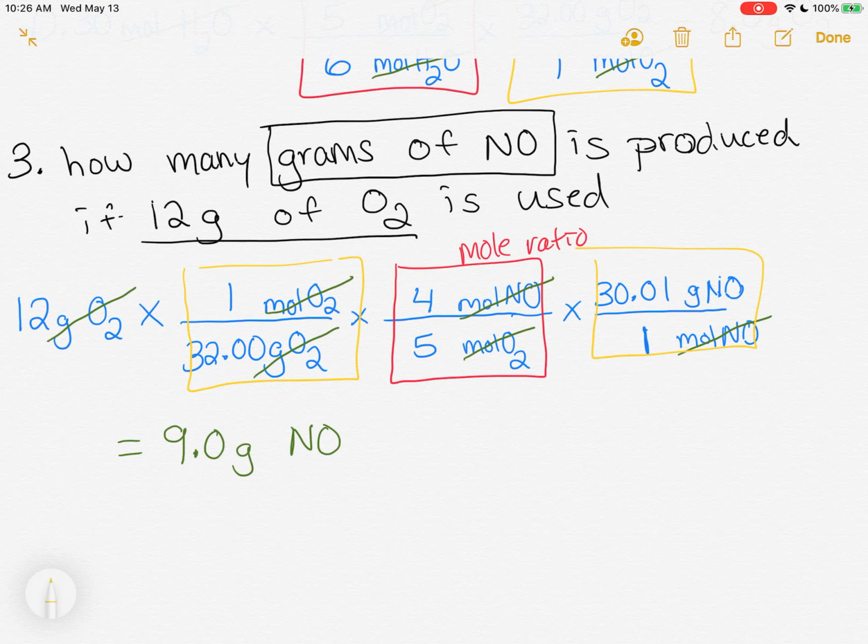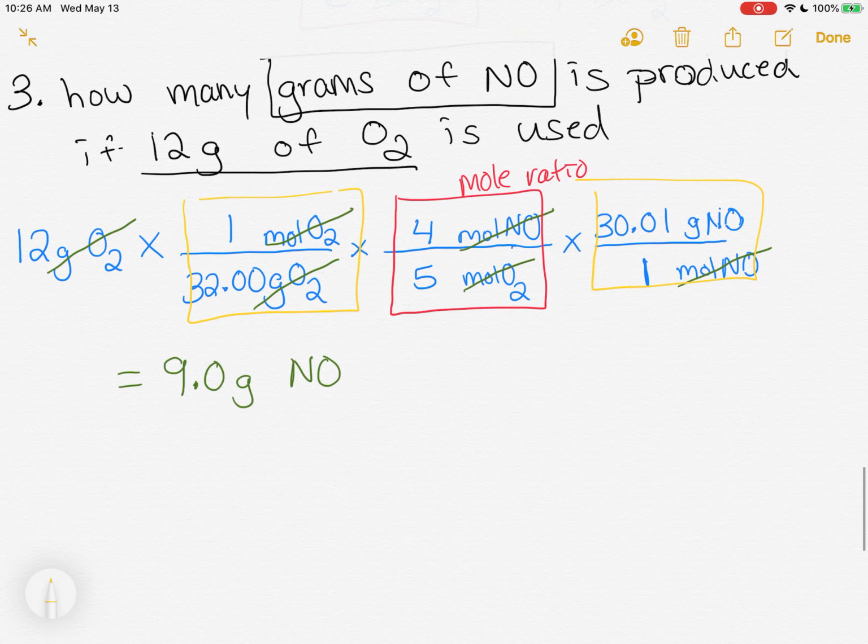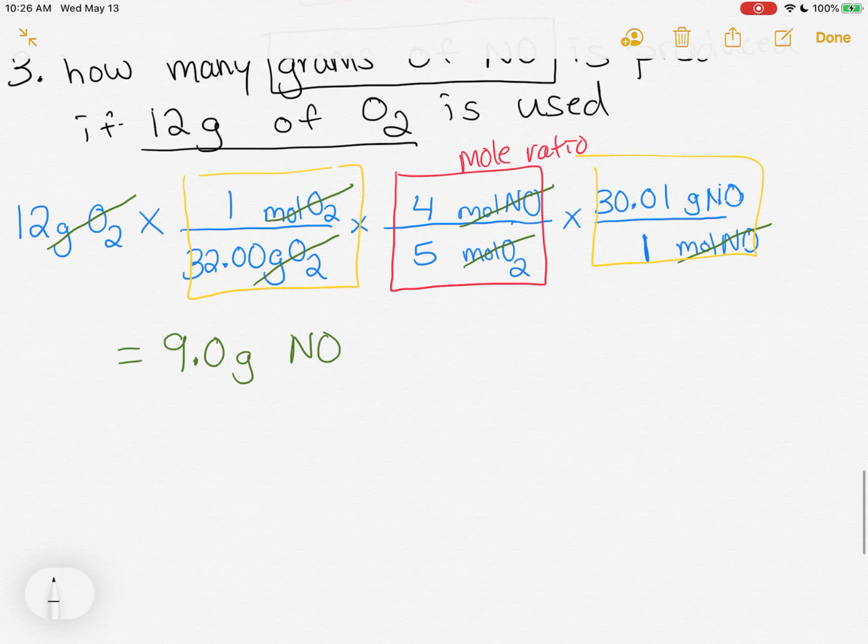So at the beginning, because we had the mass of oxygen, we had to use the molar mass conversion factor to get moles of oxygen. Then we used our mole ratio to convert to moles of NO. Then we used our molar mass conversion factor for nitrogen monoxide to convert to mass of nitrogen monoxide. All right, let's do one more that's going to use that 3-step conversion. So this is going to be question number 4.